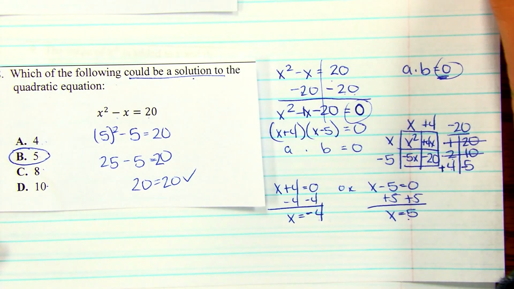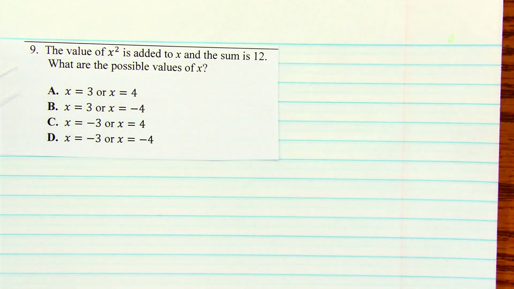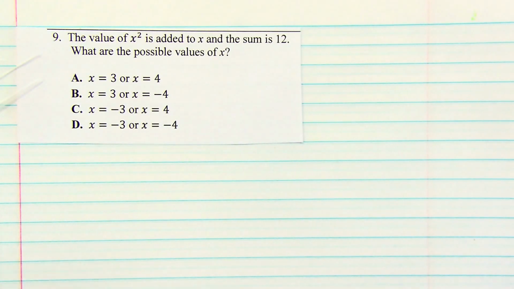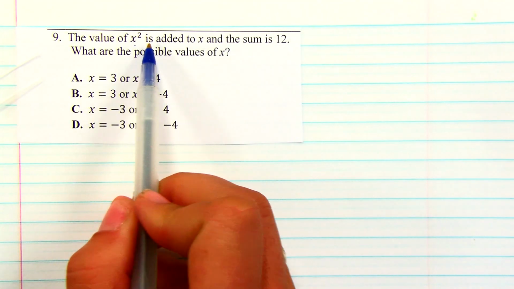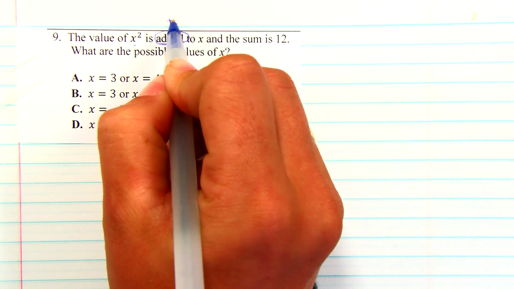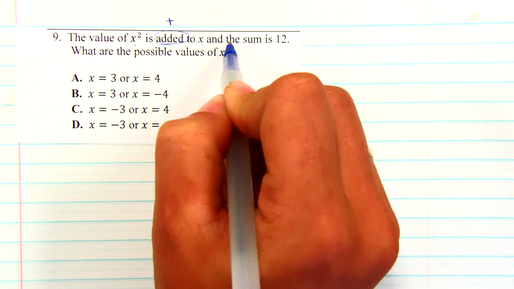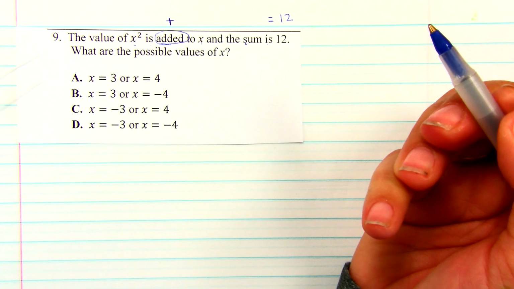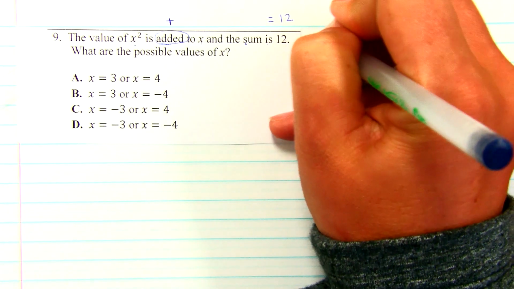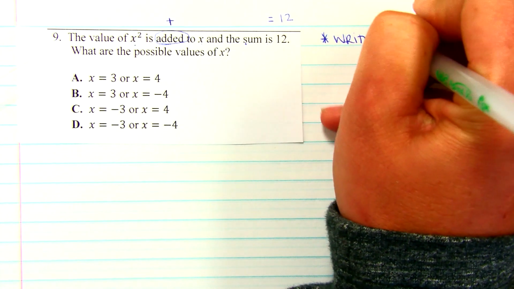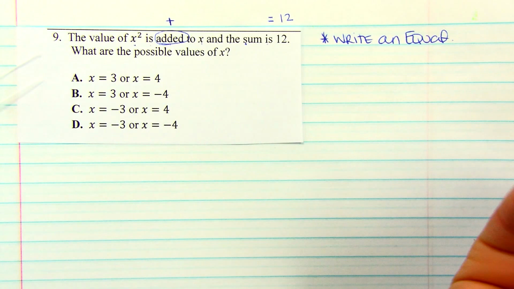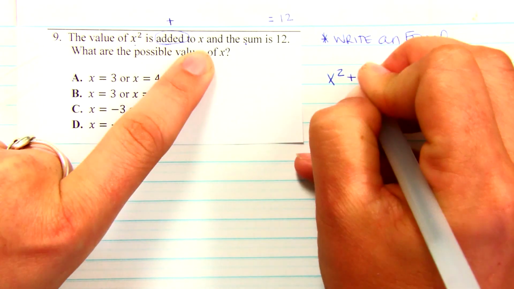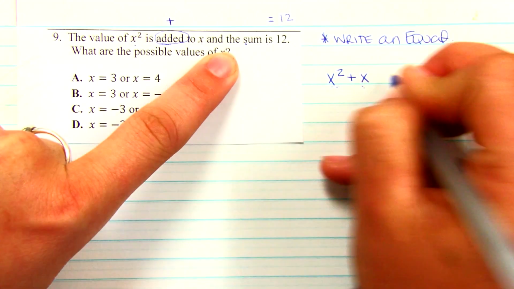We have one more problem to go. So number 9 was probably difficult. The value of x squared is added to x, and the sum is 12. What are the possible values for x? So what you have to learn how to do here is you need to write an equation. So the value of x squared is added to x, and the sum is 12.